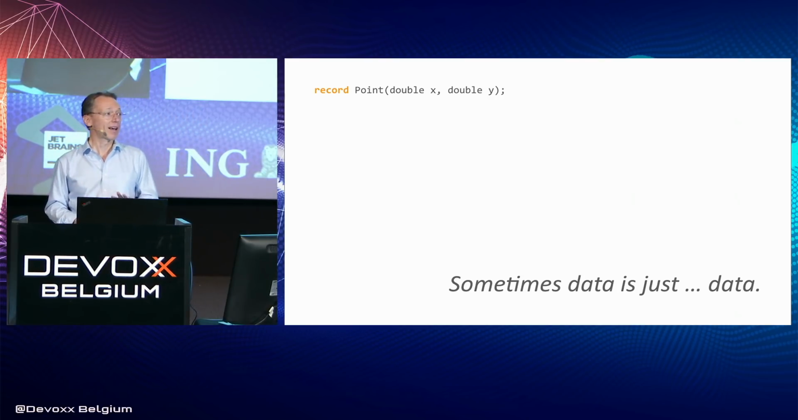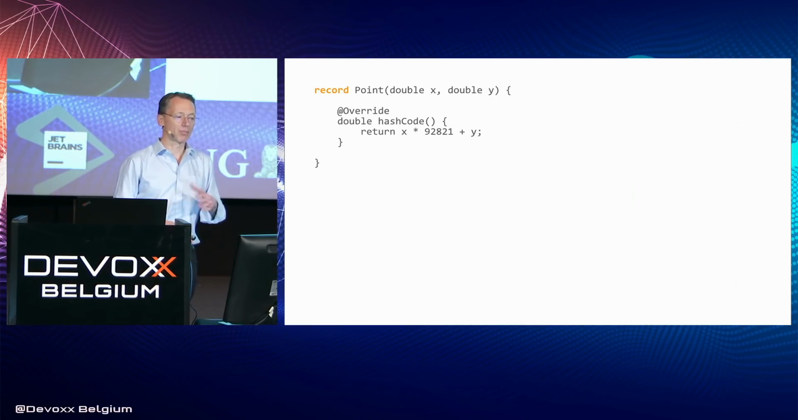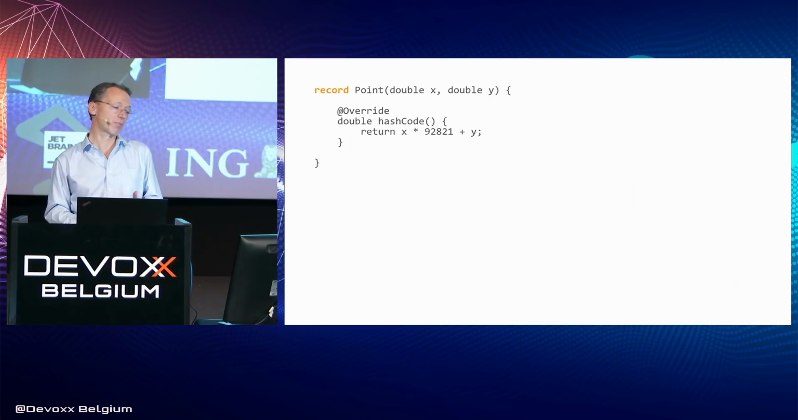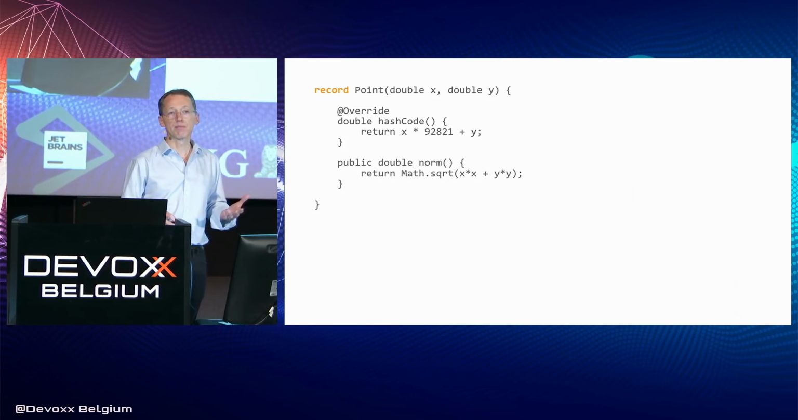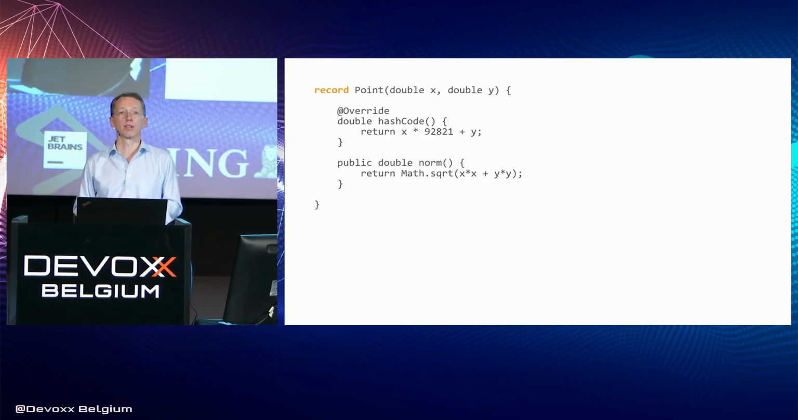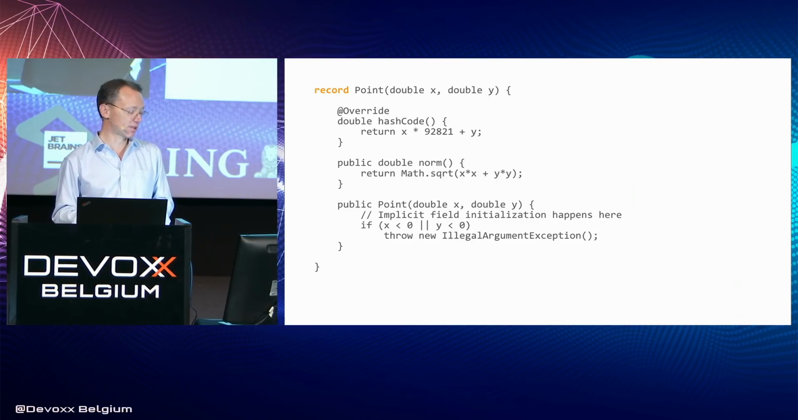Now, if you need to, you can customize a record. So I've got my point record. I can override its hash code if I prefer a different hash code method. I can define additional methods. Maybe I want a norm method that returns the mathematical norm of the point. I can customize the constructors to check some preconditions.